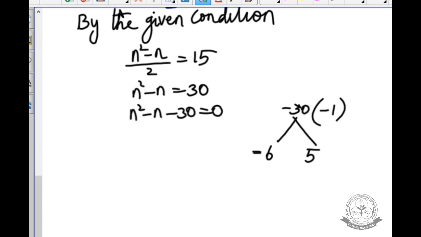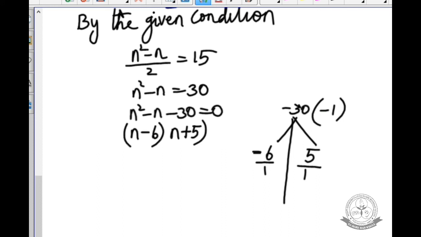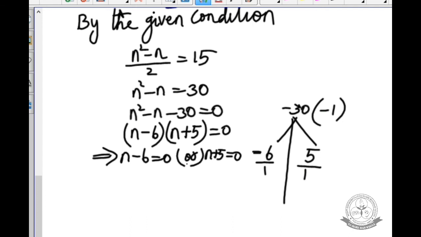Here the coefficient of n squared is 1, so divided by 1, divided by 1. It is a quadratic equation in the variable n. So 1 into n, n, numerator minus 6. Similarly denominator 1, 1 into n, n, the numerator is plus 5 equal to 0. Product 0, so you can write it as n minus 6 equal to 0 or n plus 5 equal to 0. n equal to 6, this side you are having n equal to minus 5.